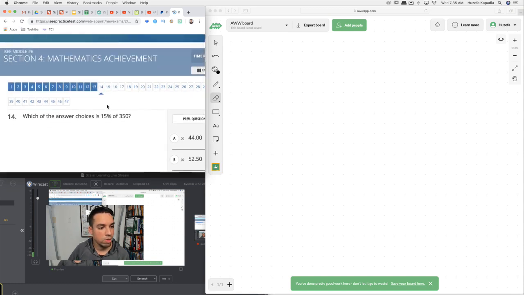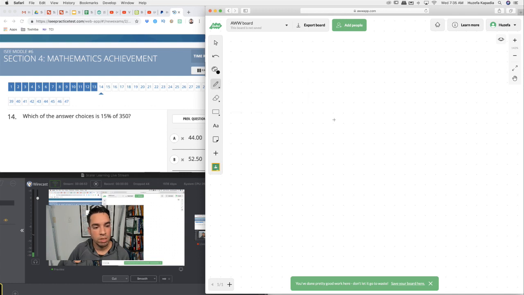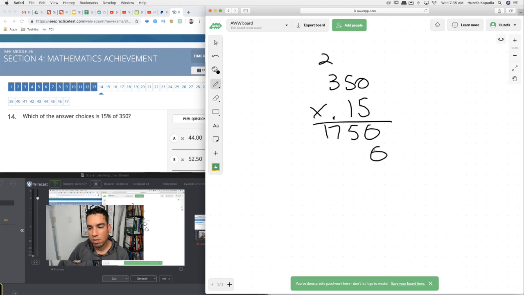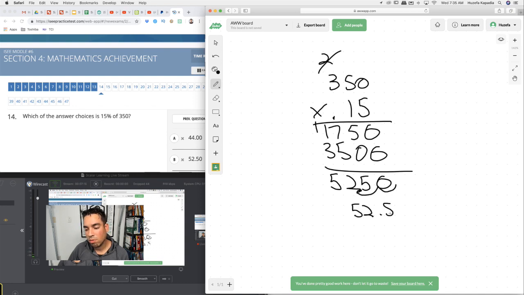Next, which of the answer is 50? So to calculate 15% of 350, we make it 0.15, multiply it by 350. And I get 0, 5, carry the 2, 15, 17. And then we got 0, 5, and 3. And we got 0, 5, 2, 1, 2, 3, 4, 5. And then we got 2 decimals in the multiplication. So we go 2 decimals to the left, and it's 52.50.